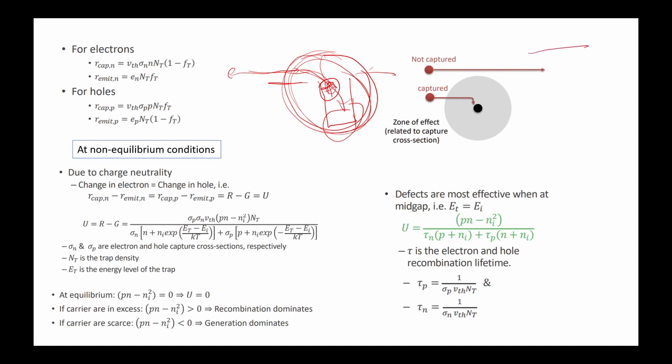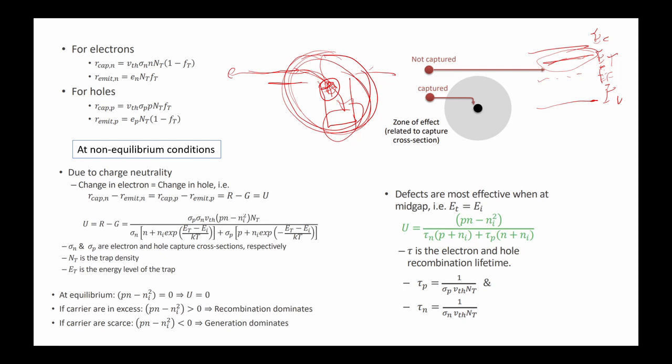This is the trap state, let us say this is ET, and this is EC, and this is EV. So what is the probability of finding an electron at ET, and this is the EF? What is the probability of finding the electron?